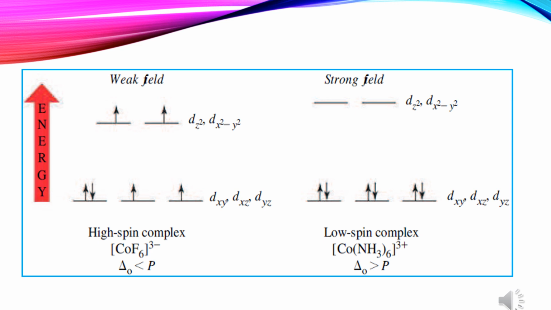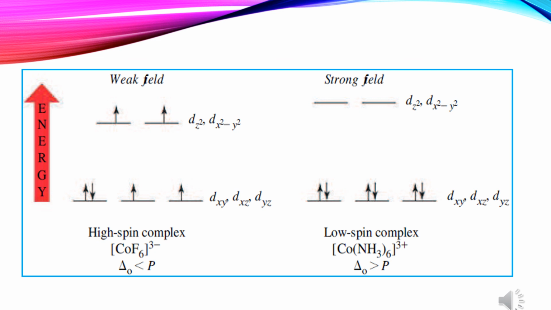If it takes less energy to pair the electrons, the complex is low spin. If it takes less energy to excite the electron, the complex is high spin. The amount of energy required to pair electrons in the t2g orbitals of an octahedral complex is more or less constant. The amount of energy needed to excite an electron into the higher energy eg orbitals, however, depends on the value of delta naught, or delta o, for the complex.